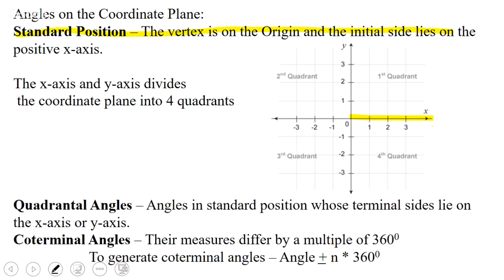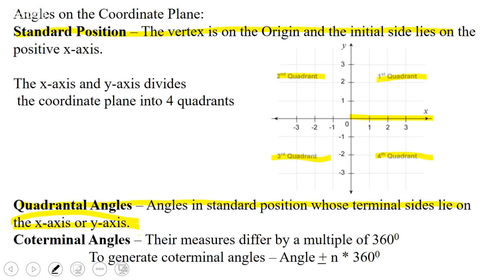Remember, the coordinate plane divides the plane into 4 quadrants. You have the first quadrant, second quadrant, third quadrant, and fourth quadrant. I can have an angle in any of those 4 quadrants, but I also can have an angle on the axis itself. Those are called quadrantal angles. So when you have an angle on the axis itself, it's called a quadrantal angle.